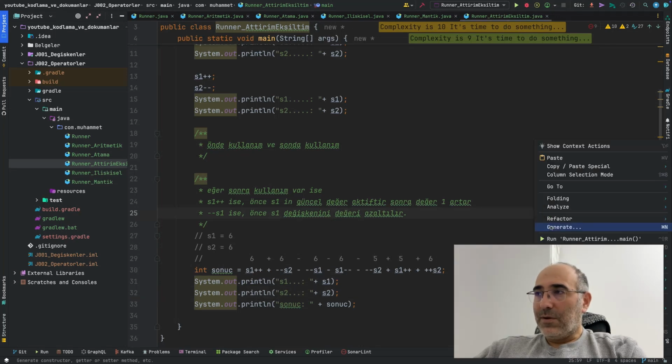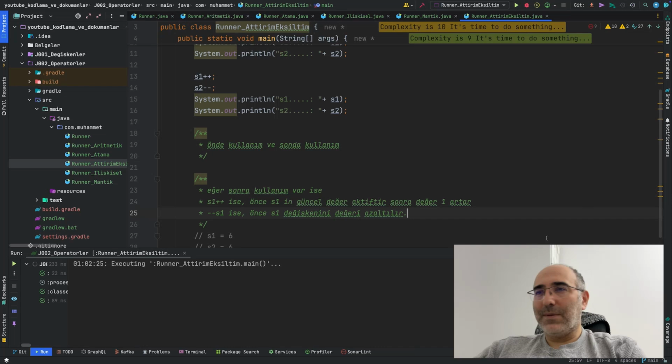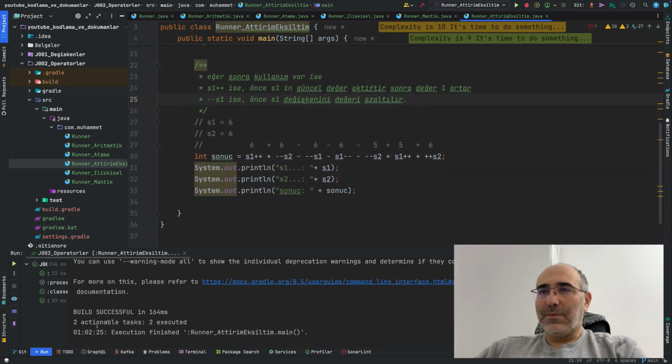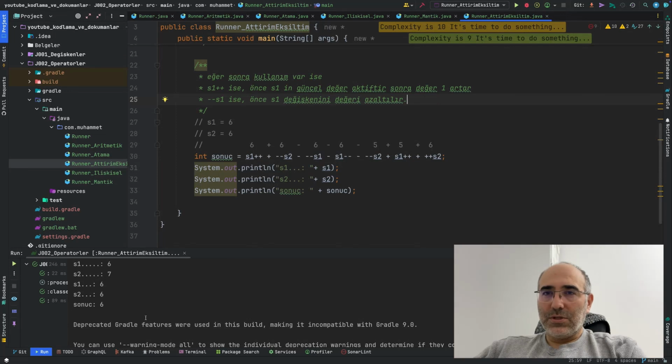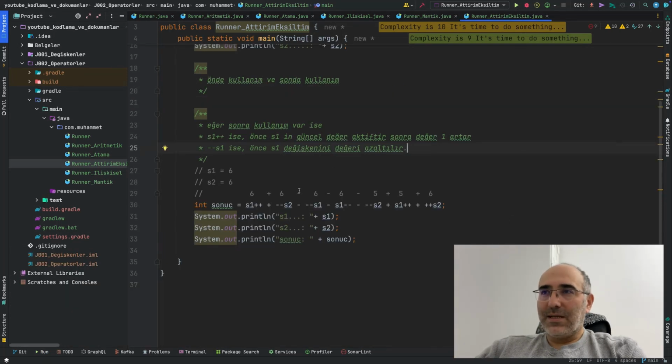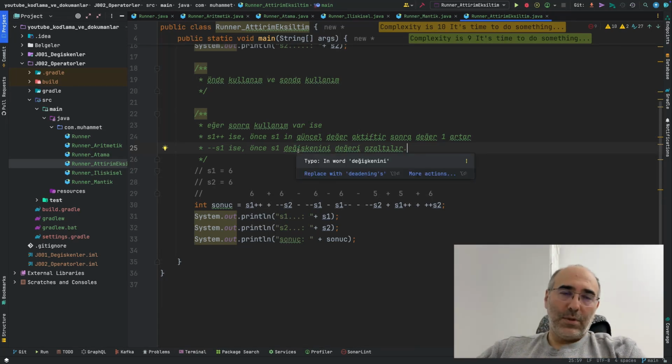I expect the result to be 6. I hope I didn't make a mistake. I just made up the numbers. Let's look at the result. 6. What were the values of S1 and S2, friends? They were 6. Normally, if you tried to do this, you probably would have made a mistake, but this is the correct solution, friends. In Java certification exams and such, you come across weird questions like this. They can try to trip you up, guys. So that's how increment and decrement work as well.